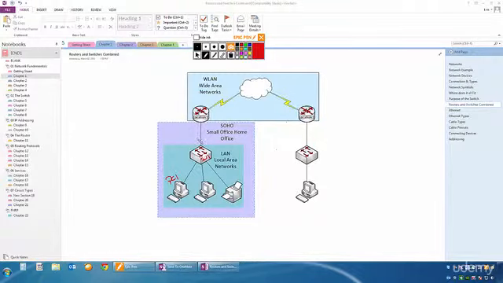Now, in your scenario, you're going to have a switch/router, which means instead of having two separate devices. Your CCNA is always going to be two separate devices. You're going to have a router and a switch. They're going to be separate.